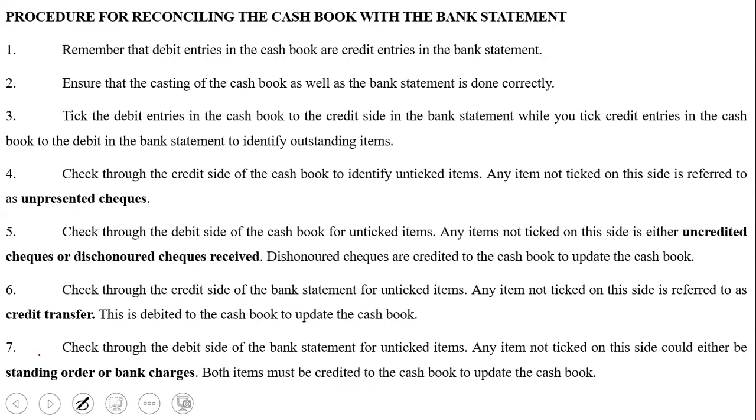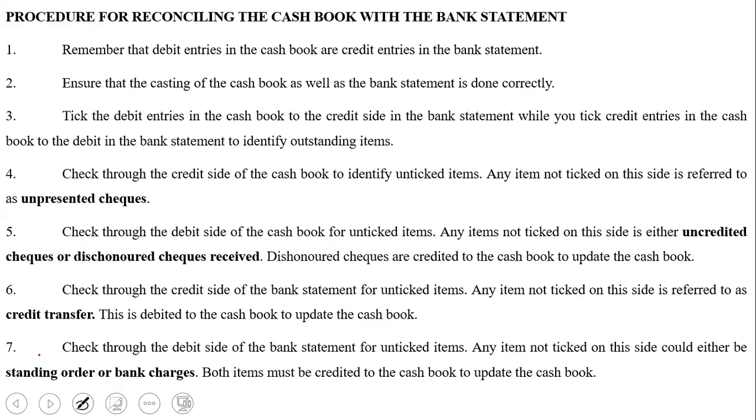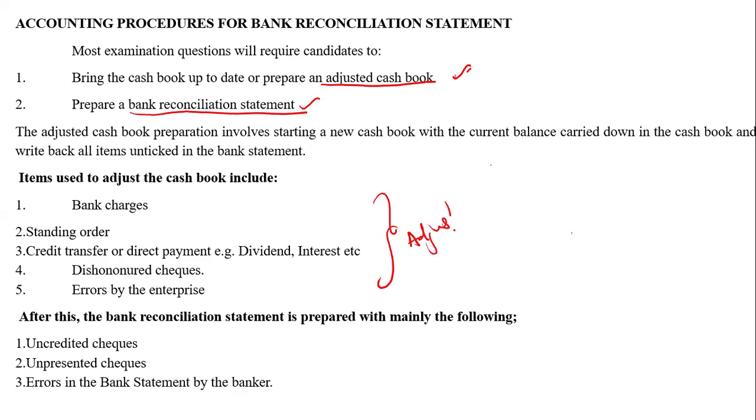While we are checking through, the first thing we have to do is to get the cash book balance, as I move ahead and I'll show you. You also see that there are two things we need to do. When we are doing bank reconciliation, we have what we call the adjusted cash book, and then we do the bank reconciliation statement itself. The adjusted cash book is to make sure that we adjust our cash book, and all the information goes into our adjusted cash book.